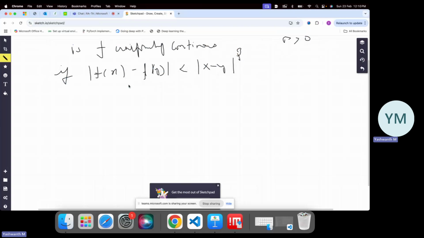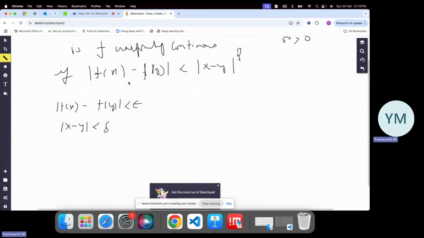So by definition of uniform continuity, for a given epsilon we need to find a delta such that whenever |x minus y| is less than delta, |f(x) minus f(y)| is less than epsilon. And delta can be only a function of epsilon, not the points under consideration.